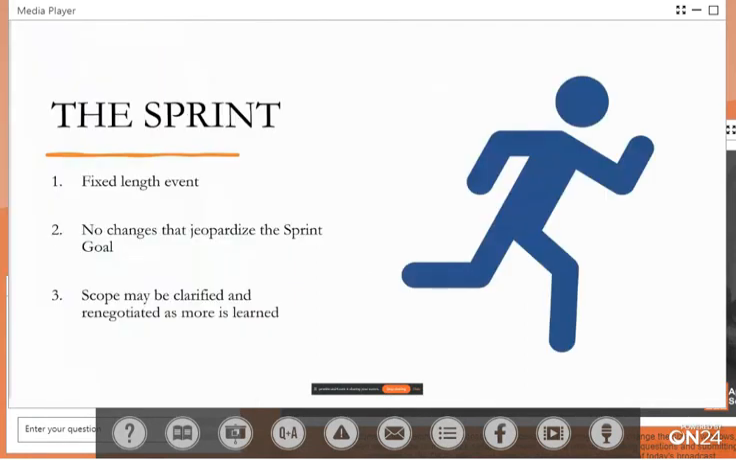Now, once we lock all that in, we're going to go into the sprint. And the sprint is a fixed length event. What I mean by that is that this is really where you're trying to deliver your deliverable and your product. But we need a deadline to all of this, right? We need a hard date that we can hold ourselves accountable to, to really get from start to finish.